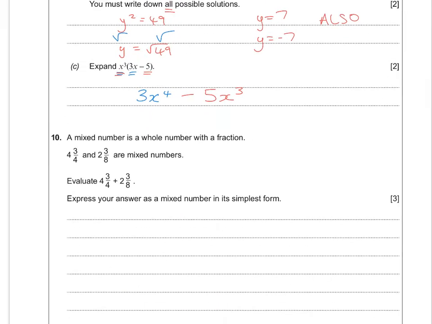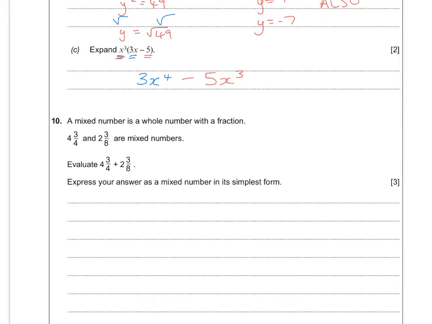Okay then, for the last question here, first of all, I'm going to do 4 add 2 just by the side because that's pretty easy. I can do that bit straight away. That's 6. And then I'm going to do 3 quarters plus 3/8. So I'm going to add the fractions together.